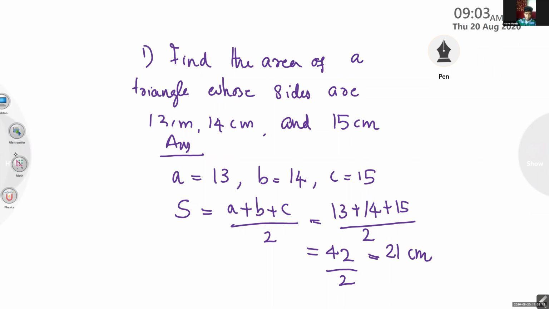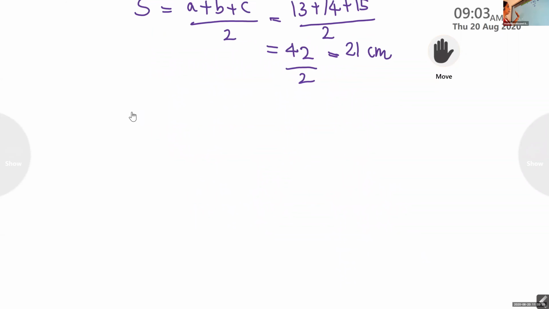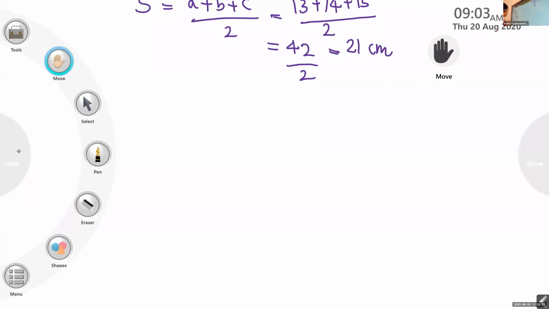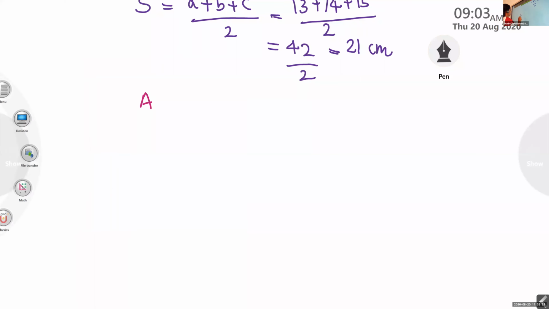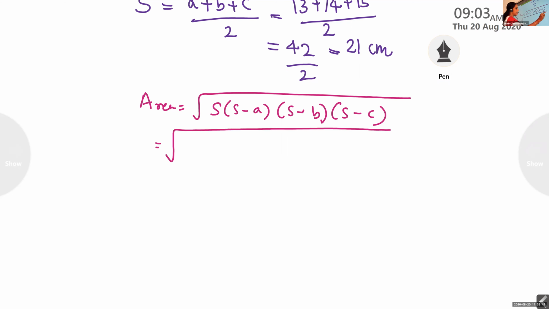Okay. Now we will write the formula. What is our formula? Area equal to root of S into S minus A into S minus B into S minus C. And S is 21, so it is root of 21 into 21 minus 13, 21 minus 14, 21 minus 15.